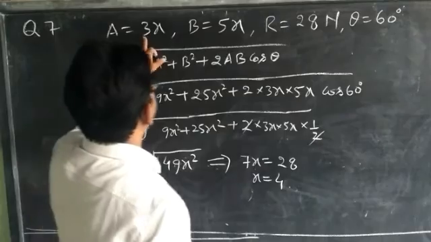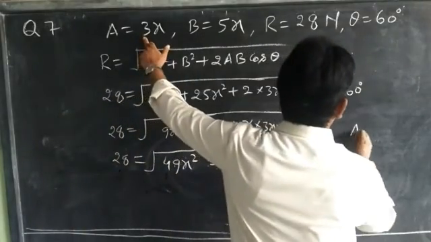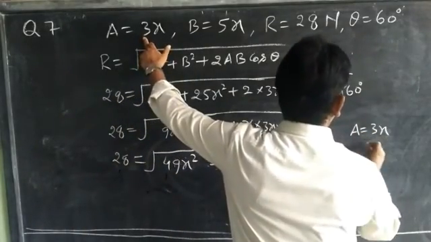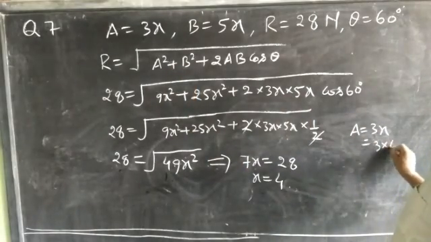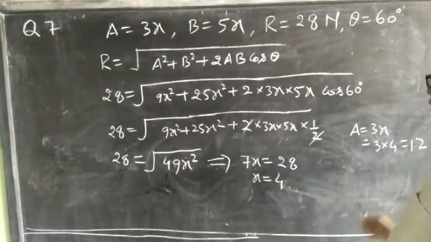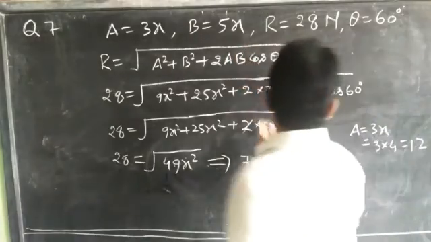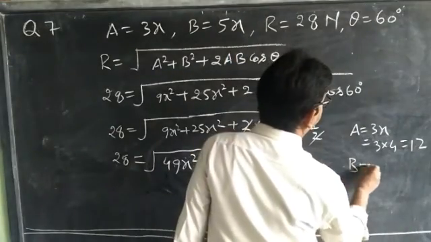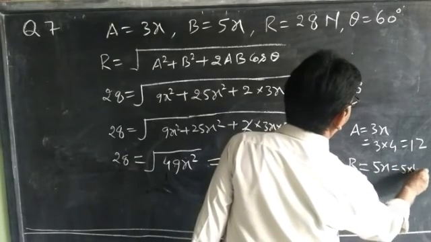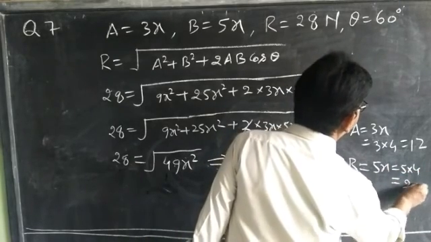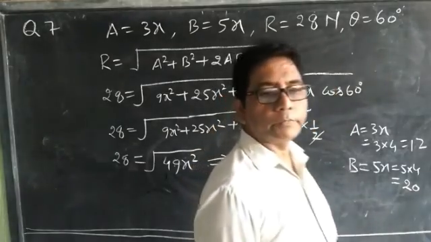Then vector A is equal to 3x, that is 3 into 4, that is 12, and vector B is equal to 5x, that is 5 into 4, that is 20. Thank you.